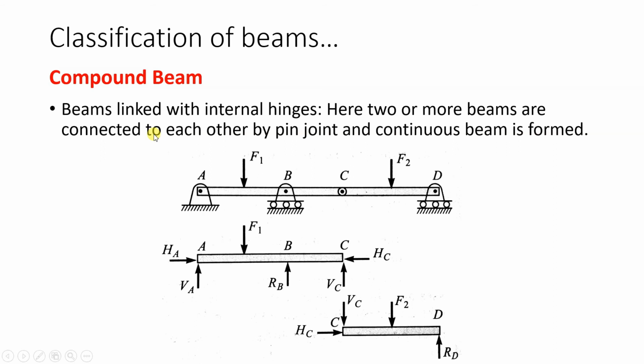Next, compound beam. In a compound beam, 2 beams are linked together by an internal hinge. This hinge is an internal hinge. Beams linked with internal hinges: here 2 or more beams are connected to each other by pin joints and a continuous beam is formed. So if you see, this is a continuous beam from outside, but there will be an internal hinge. So this is called a compound beam.